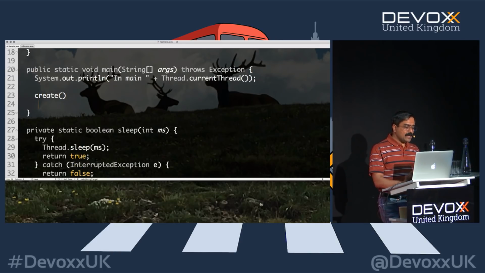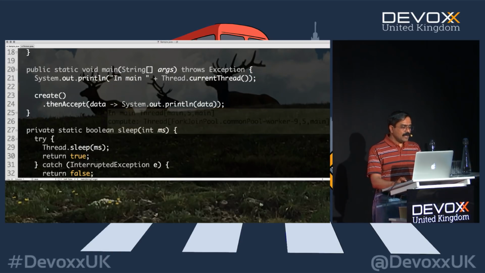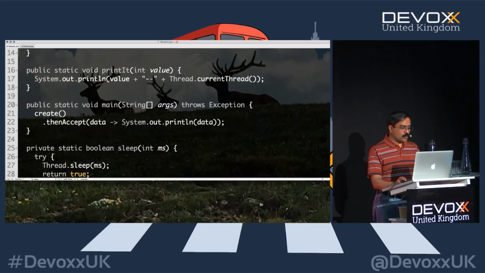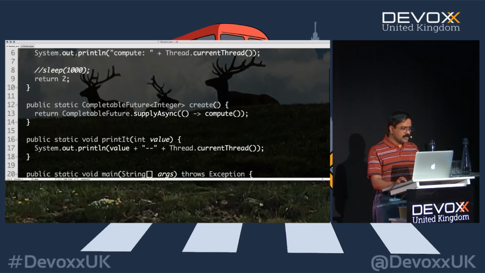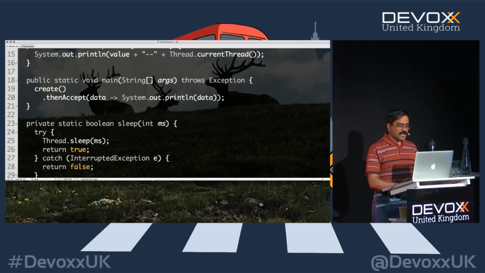So create and then thenAccept. And then in this case, of course, given a piece of data, I want to output the data. Well, in this case, it's going to print the data as you expect. It printed the data. Let's get rid of the thread information right now. And this time, let's go ahead and remove this thread information also. So you will notice that in this case, it printed the data right there, the value 2, at the very end when we printed it.